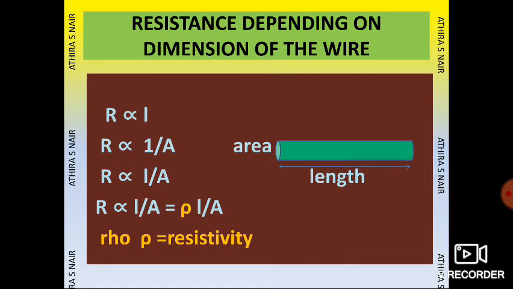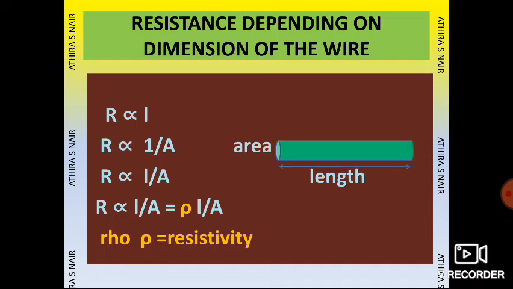Resistance depending on dimension of the wire. R is directly proportional to the length of the conductor. R is resistance, that is directly proportional to the length of the conductor. And R is inversely proportional to the cross-sectional area of the conductor.